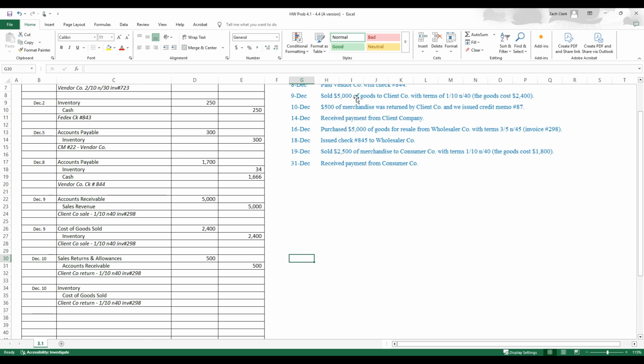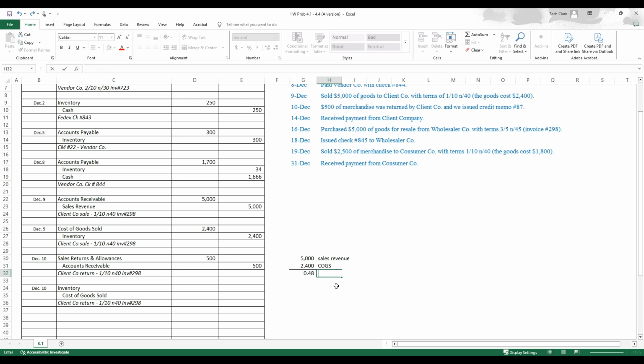Because we know the transaction before tells us it was $5,000 sales revenue, and it was $2,400 cost of goods sold. So if we do the division there, that tells us that for every dollar of sales revenue, essentially, we are going to, I'll do it this way. For every dollar of sales revenue, let me put these out and maybe if we just want to do it with a decimal, I suppose.